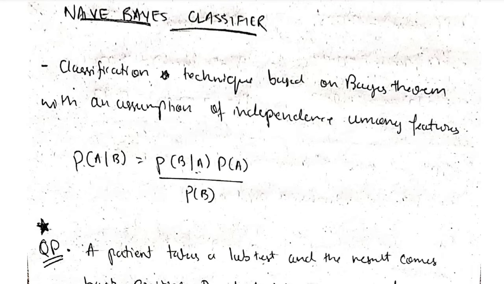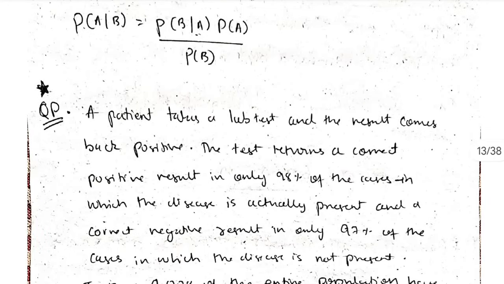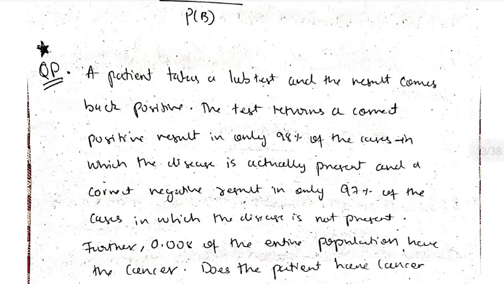So let's consider the example where a patient has cancer. We'll get the lab reports, negative or positive, and we have to calculate the probability of whether the patient has cancer or does not have cancer. This is the question paper question. A patient takes a lab test and the result comes back positive. Positive means there is cancer and negative means there is no cancer.